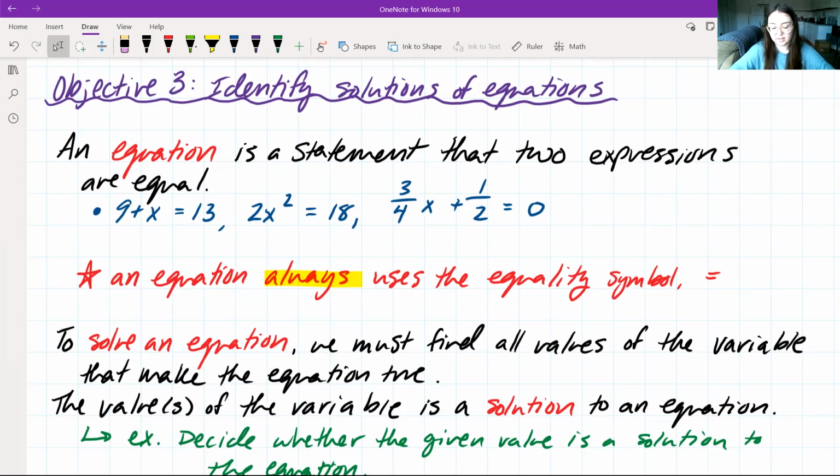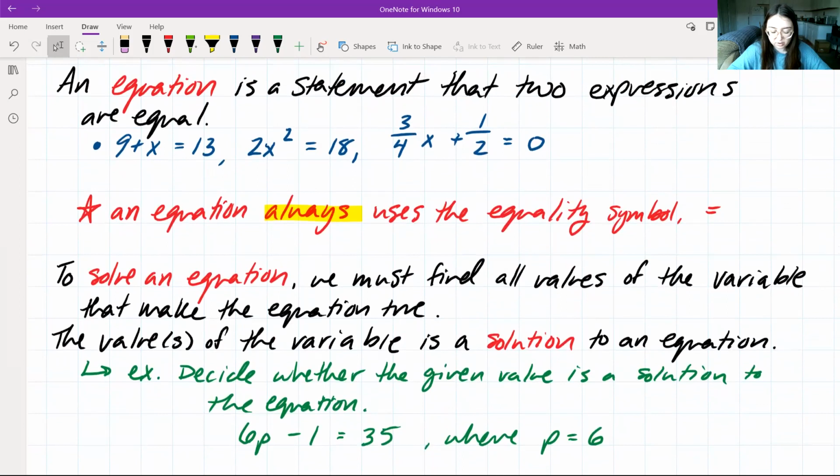An important note here is that an equation always uses the equality symbol. Whenever we see a statement that includes the equality symbol, we know that this is an equation versus an expression. An expression doesn't contain the equality symbol, only operation symbols, constants, and variables. So our equations have equality symbols and our expressions do not.